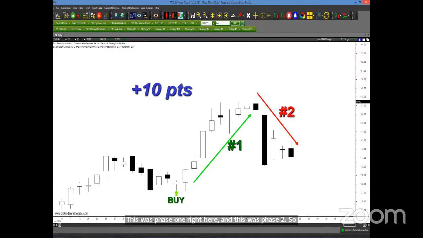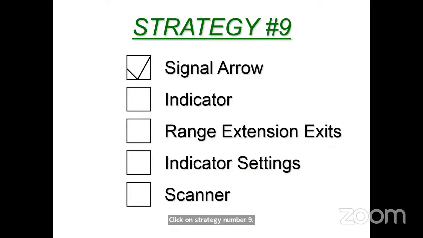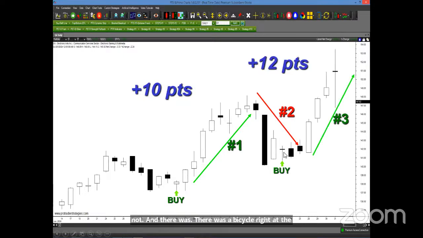Once again, all you have to do, once you know that you're in phase 2, is click on strategy number 9, click on signal arrow, and it automatically identifies if there's a buy signal or not. And there was a buy signal right at the lows of that sell-off. And look what happened. Phase 3 was generated, and you could have potentially captured 12 more points.